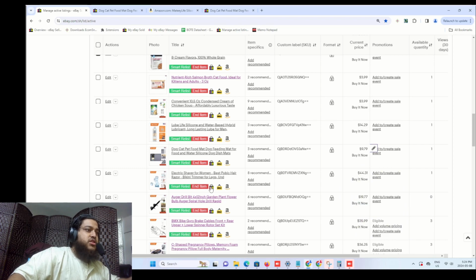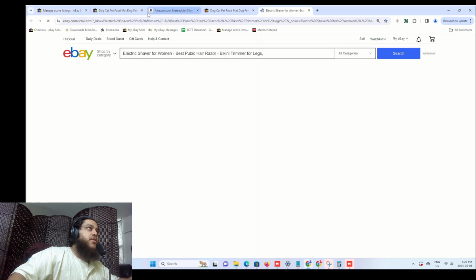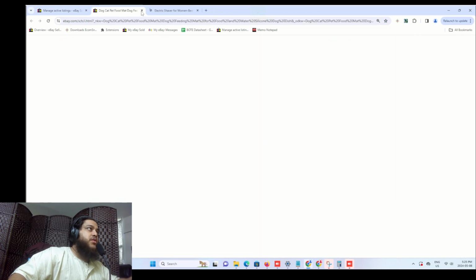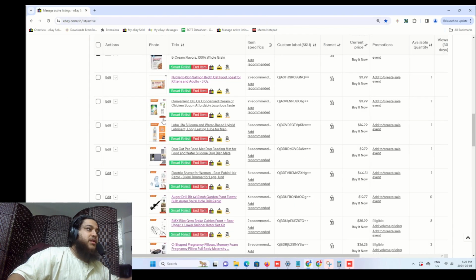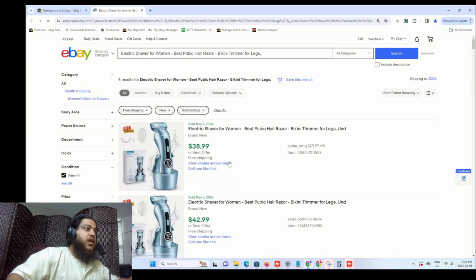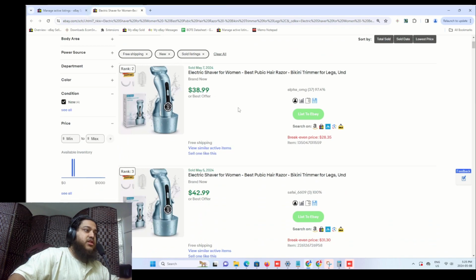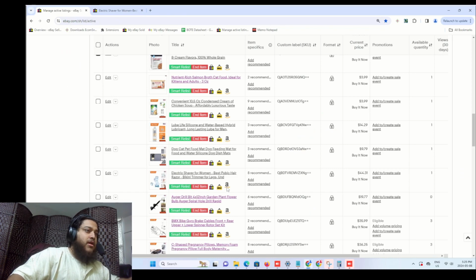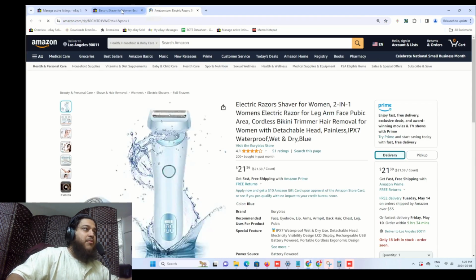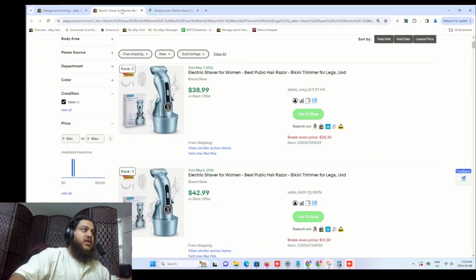So let's take a look. Electric shaver. Let's go ahead and open it up on eBay. Let me see what other people are selling it for. Before I do that, let me check if anybody sold it recently. Electric shaver for women, best public hair razor bikini trimmer. May 7th, someone sold it for $38.99. Let me see what we're getting it for on Amazon. It's not even the same item. We just used that title, and the title was good enough.